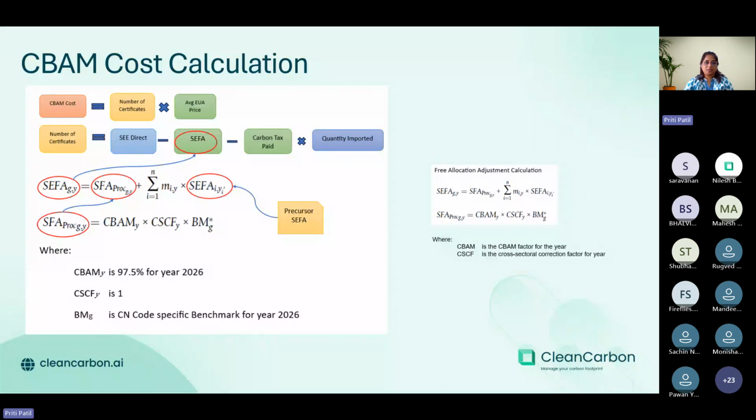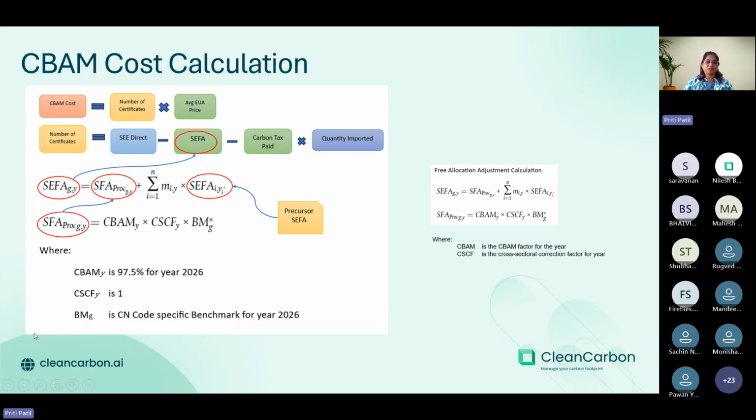So now let's move to the actual formula. This calculation is quite complicated, and there are many different cases and scenarios to be considered. But I have made a simpler version of it so that we can discuss it, so everyone can understand it. Even if you don't know much about CBAM, you will get a fair idea about the calculation.